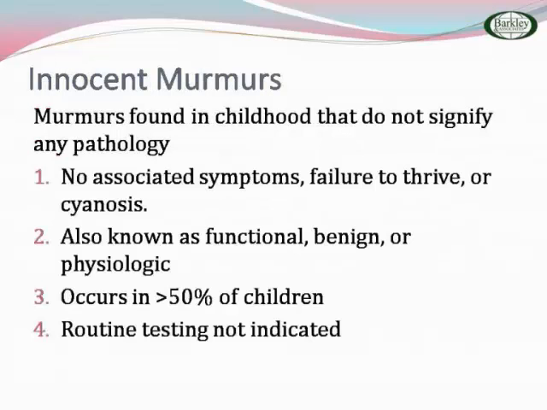Let's take a moment and look at innocent murmurs. Innocent murmurs are found in childhood, do not signify pathology. No associated symptoms or failure to thrive, functional, benign, physiological, occurs in more than 50% of kids. Routine testing is not indicated. But I will tell you this. You can have a child that has both a pathological murmur and a functional murmur. And so trying to tease those out would probably have to be left up to the cardiologist because they would have that ability to do that.